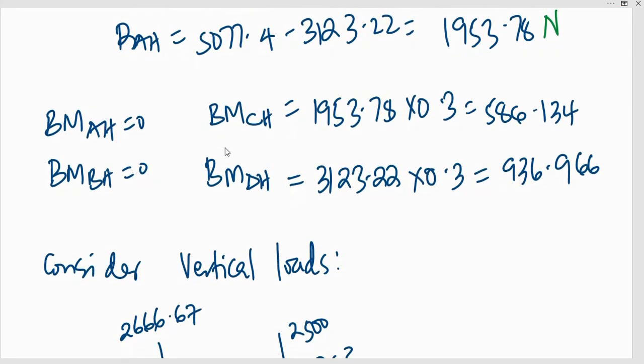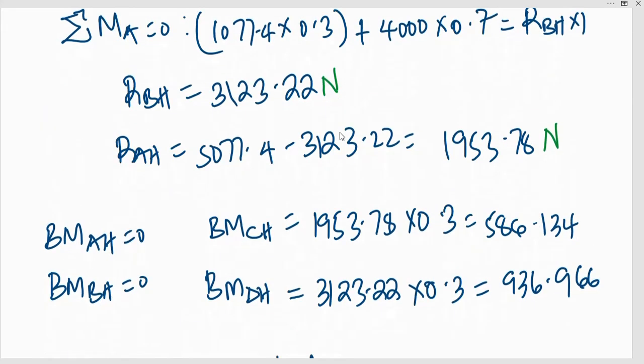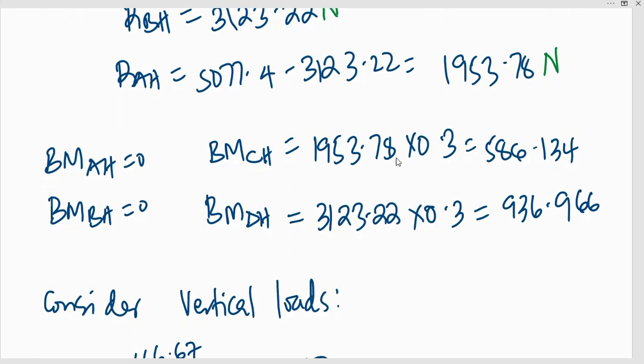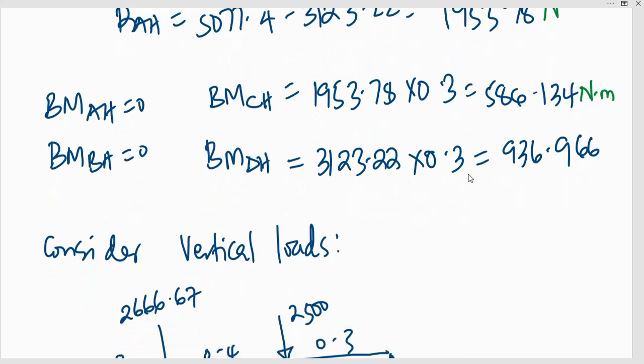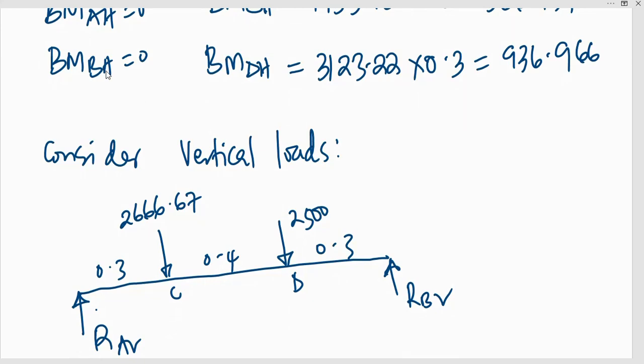So this bending moment at C in the horizontal direction is going to be 1953.78, because RAH is 1953.78, times the perpendicular distance, which is 0.3. This gives me 586.134 Newton meter, because the bending moment is a product of force and distance. Then I look at the bending moment at A. Of course, this is at the support, and is equal to 0.